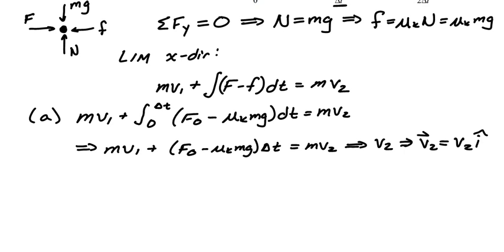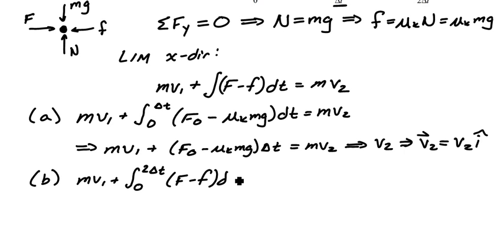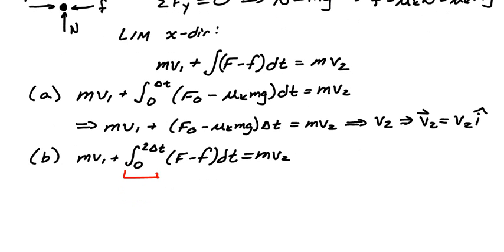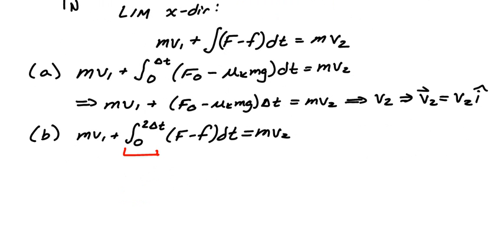Now part B is going to be a little bit bigger challenge. What I have now is m v1 plus the integral now from 0 to 2 delta t of F minus f dt is equal to m times v2. And I'm going to ask you to note that essentially this integral can be split over two domains, a domain from 0 to delta t and a separate domain from delta t to 2 delta t. So that's what I'm going to want to do here to make my life a little easier. Let me add a little space to do that.